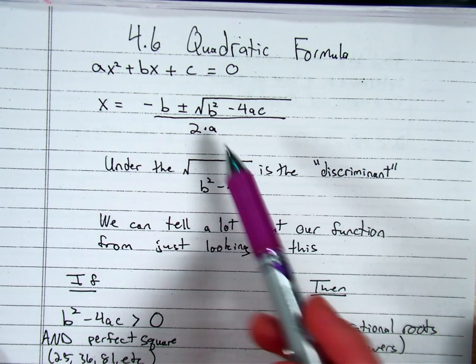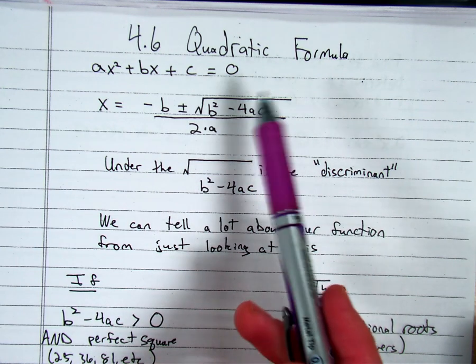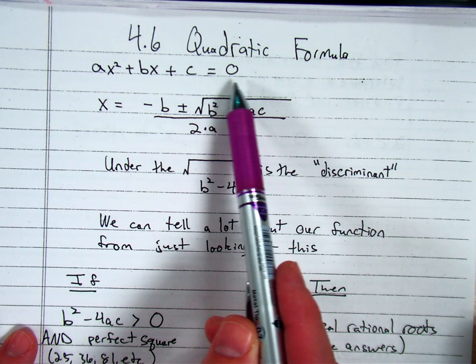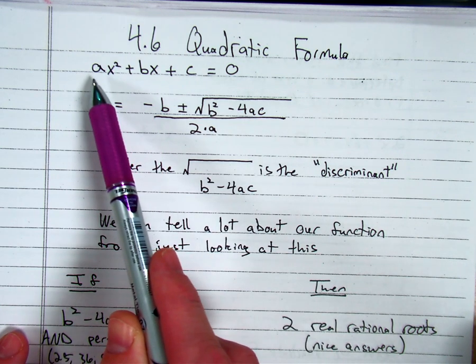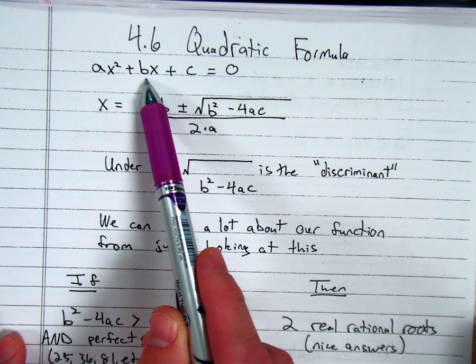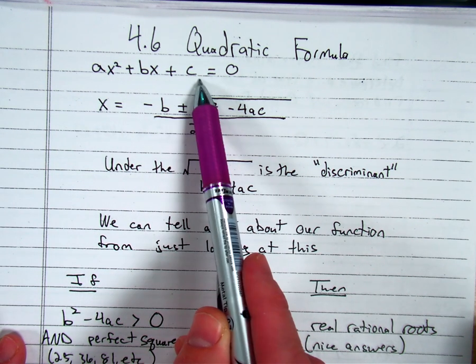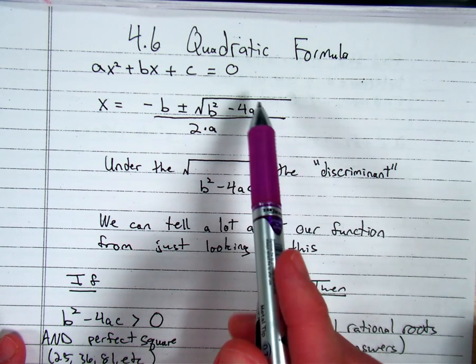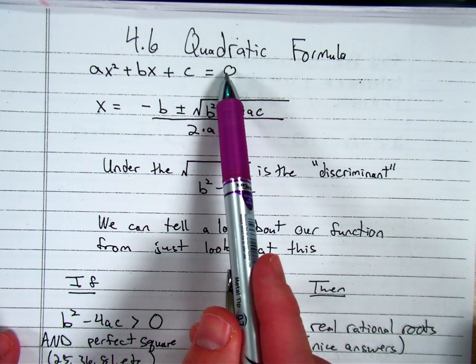Remember that our standard quadratic equation here is ax squared plus bx plus c equals 0. Your a term is whatever is attached to x squared, and it can also be a 1. b is the number attached to x, and c is the number that's all by itself with no x on it.